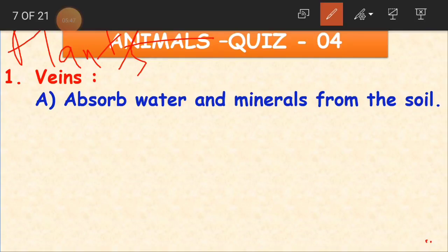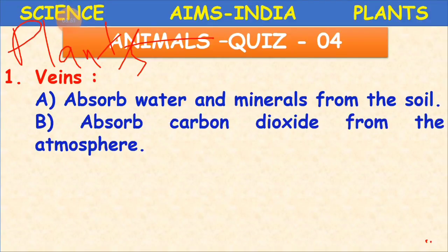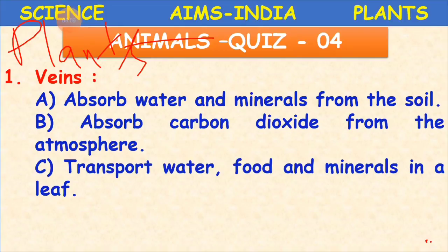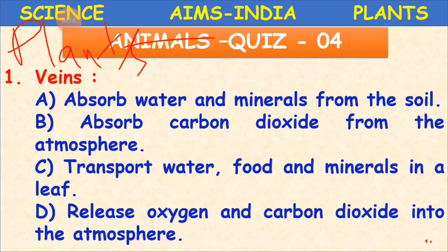Veins. What are veins? A, absorb water and minerals from the soil. B option, absorb carbon dioxide from the atmosphere. Then C option, transport water, food and minerals in a leaf. D option, release oxygen and carbon dioxide into the atmosphere. Which one is the correct option? Any guesses children? What do veins do? Yes, the correct answer is transport water, food and minerals in a leaf. It is going to transfer the water, food and minerals in a leaf. Clear? Okay. So the next question here.